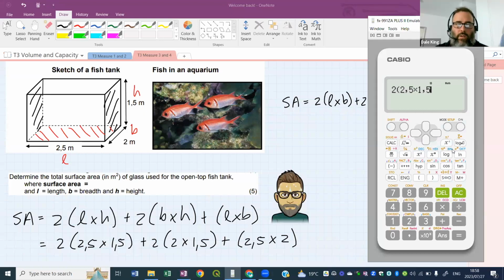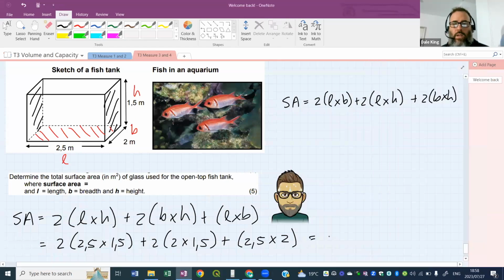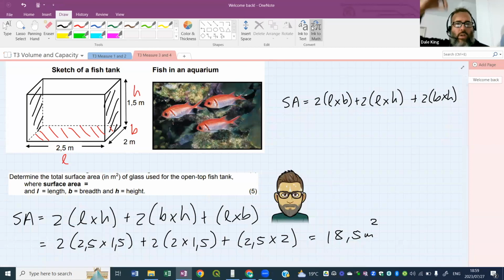2,5 times 1,5 plus 2 times 1,5 plus, I love using brackets, 2,5 times 2. All right, that should be all of it. Getting an answer of 18,5. Equals 18,5 meters squared. So if you leave the top off, you should get 18,5. Okay, check what I have there. Check what you have. That's what we should be getting, 18,5.